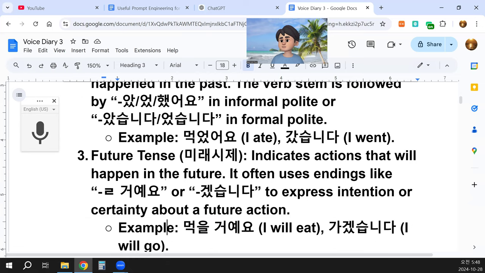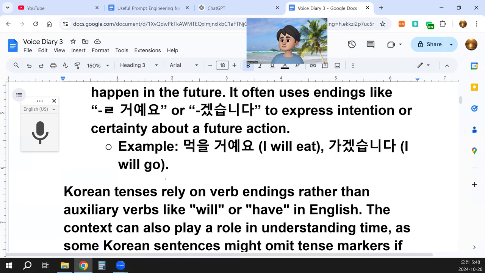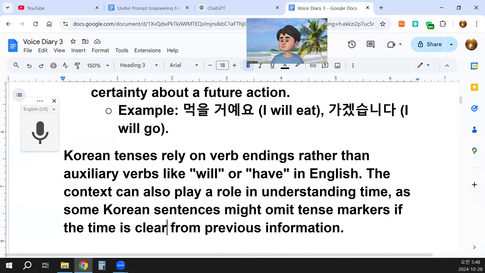Additionally, something about the future action, for example, an auxiliary and then the verb. For instance, relying on the verb, in a lot of languages an auxiliary verb like "will" or "having" is used. English context, and also in Korean at the same time. My sense is that the time is clear from the previous information.